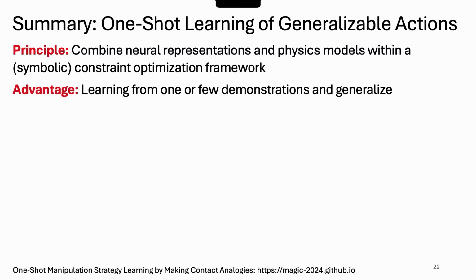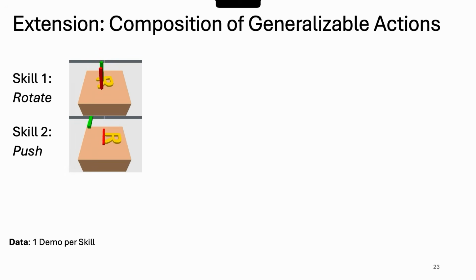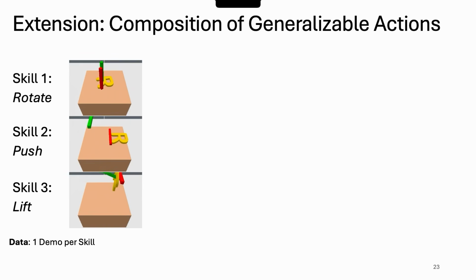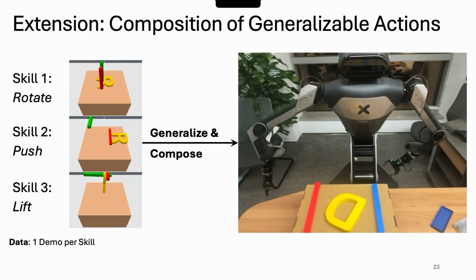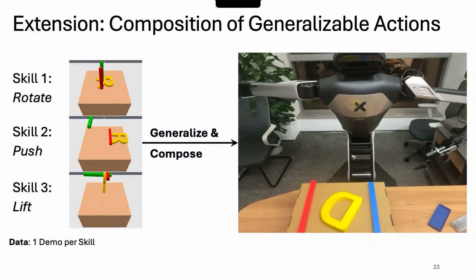So the approach that I've been talking about so far can also be extended to slightly longer horizon manipulation tasks. Here I'm teaching my robot, using 2 sticks, to rotate an object on the table, push it, and lift it up, each with just one single demonstration. And now I ask the robot to operate on a new scenario with a completely unseen target, a different letter, and pick it up. The model automatically generalizes individual skills and then composes them together to finally lift it up.